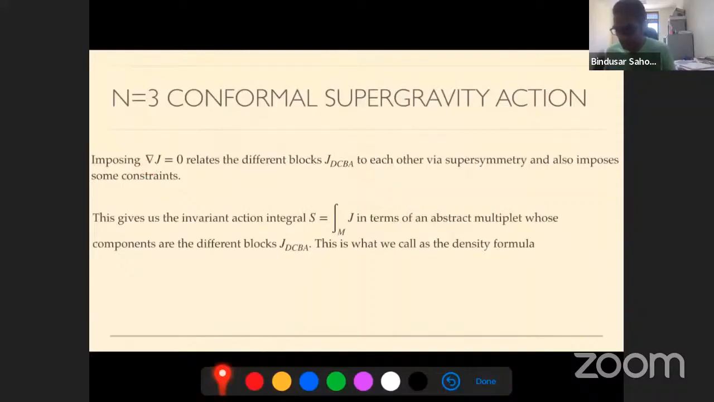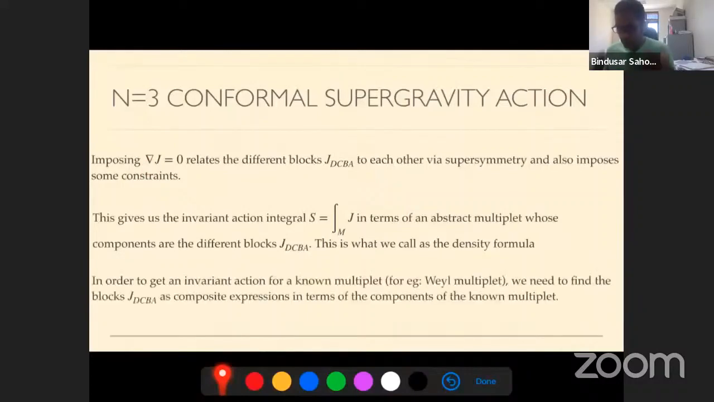So in order to get an invariant action, basically you need to find these blocks JDCBA, which form components of an abstract multiplet, in terms of the multiplet for which you want to find the action. For example, if you want to find the action for the Weyl multiplet, you need to find these objects in terms of the fields in the Weyl multiplet.